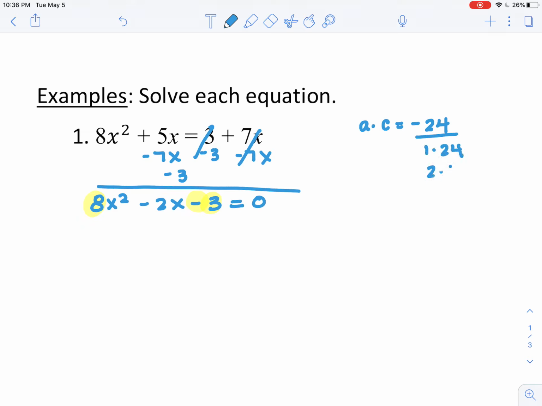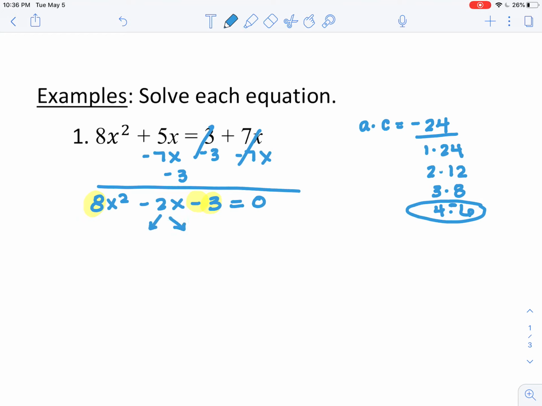So factors of 24: 1 and 24, 2 and 12, 3 and 8, 4 and 6. I can get the last set of factors, 4 and 6, to add up to negative 2 if I make the 6 negative. 4 times negative 6 is negative 24. 4 plus negative 6 is negative 2. So that's my pair of factors.